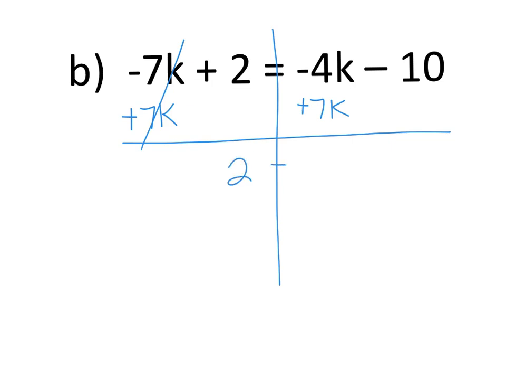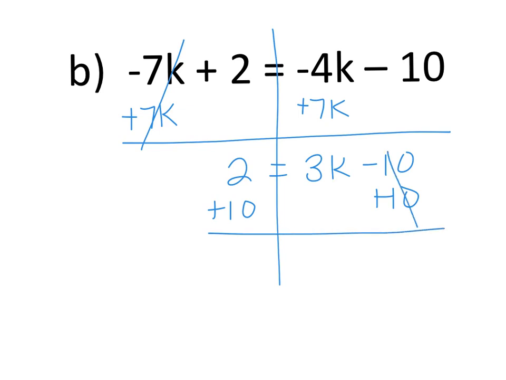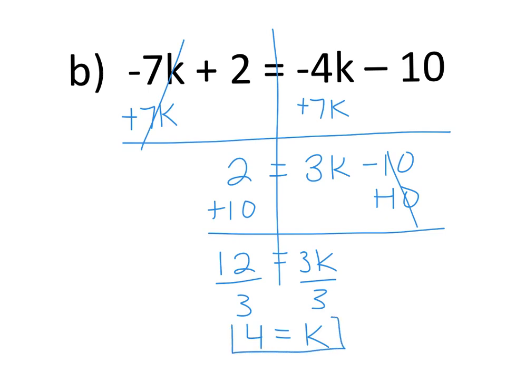So I get 2 equals 3k minus 10. And now I'm going to add 10 to both sides because, again, we got to isolate that k. 12 equals 3k. And so when I divide by 3, I end up with 4 equals k. And that's going to be my final answer there.